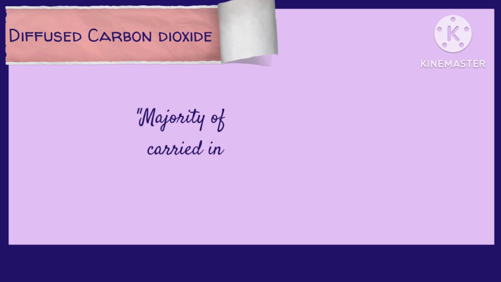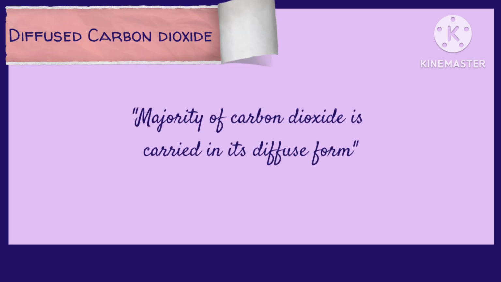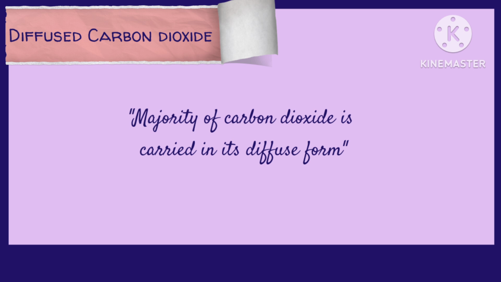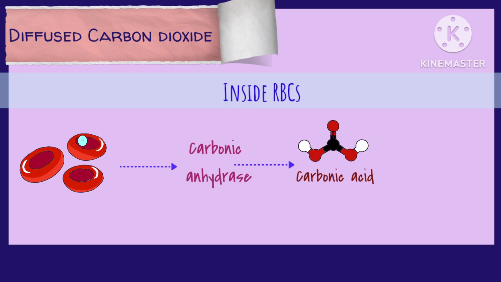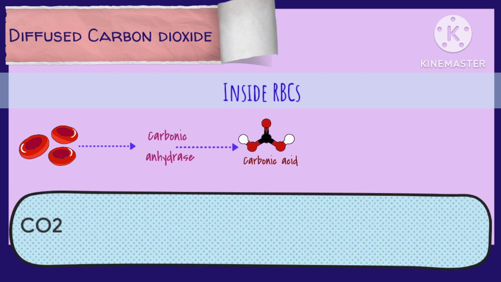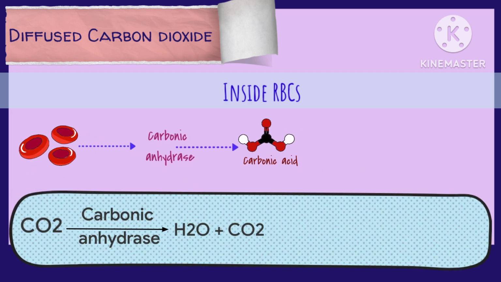So as discussed earlier, majority of carbon dioxide is carried in its diffused form. So carbon dioxide enters the RBCs, where an enzyme called carbonic anhydrase converts the carbon dioxide into carbonic acid by combining it with water. So CO2 under the influence of carbonic anhydrase becomes H2CO3, that is carbonic acid.